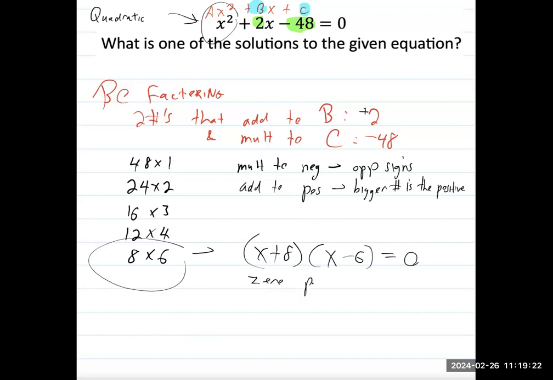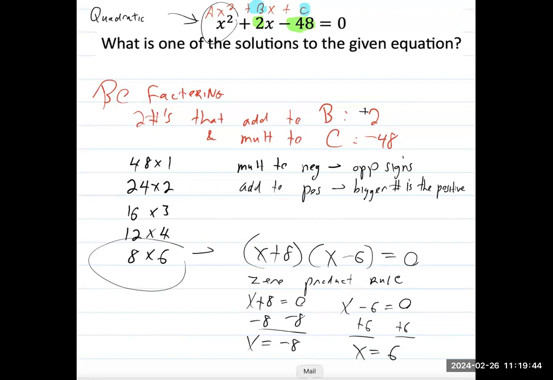Now we have the zero product rule, which is the idea that if these two parentheses multiply together and the answer is 0, that could only happen if one of them actually were 0. So you set them both equal to 0, and you get your two answers that way. So you'll get, by solving this one, minus 8, and by solving this one, you'll get positive 6. And those are your two answers to this question.